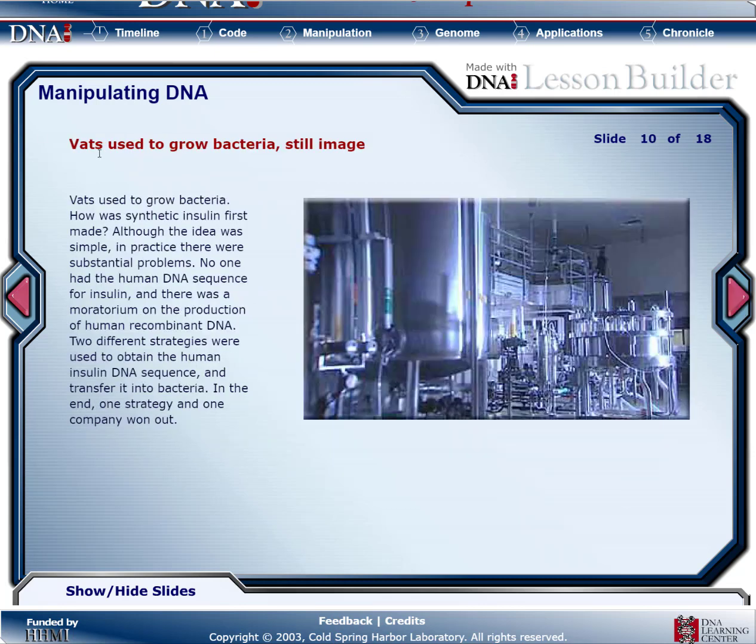Vats used to grow bacteria. How was synthetic insulin first made? Although the idea was simple, in practice there were substantial problems. No one had the human DNA sequence for insulin, and there was a moratorium on the production of human recombinant DNA. Two different strategies were used to obtain the human insulin DNA sequence and transfer it into bacteria. In the end, one strategy and one company won out.